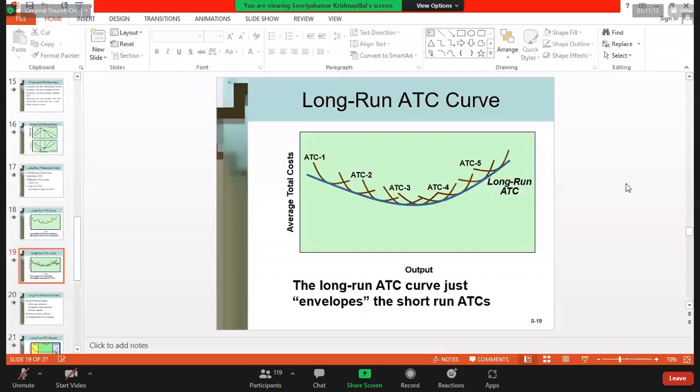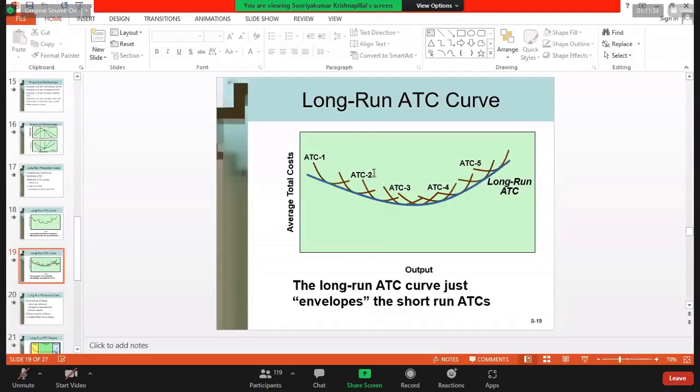If you see, to produce this level of output, if you use 2, 3 or 4 machinery, it will cost more. So to produce this output, you will use only 1 machinery. That will give the lowest average cost. So each machinery, at a certain output level, gives the minimum cost. Then the long run average total cost will take shape like that.